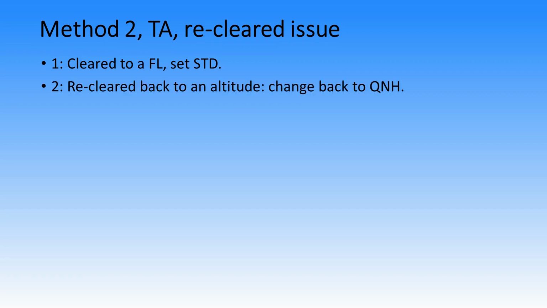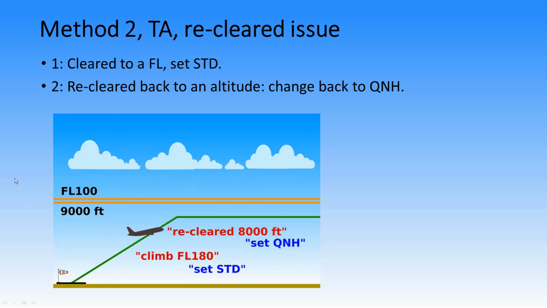For method 2, for the transition altitude, there's a problem with the re-clearance. Let's say you're cleared to a flight level, so you set standard straight away. Then you are re-cleared back to an altitude, so you must not forget to set QNH again. For example, you're climbing, ATC says climb flight level 180, so with method 2 you set standard straight away, and then ATC says you are re-cleared 8,000 feet, so don't forget to set back to QNH, because it's an altitude, not a flight level.